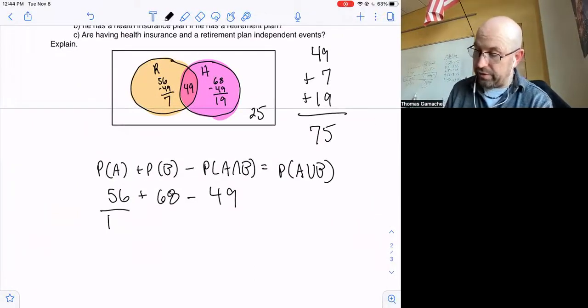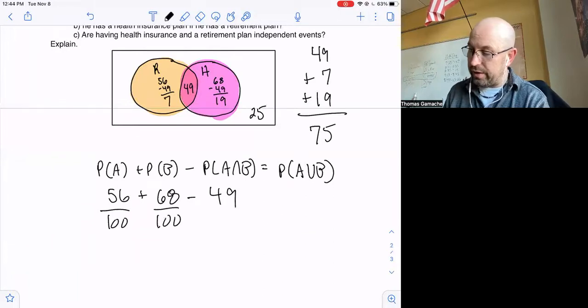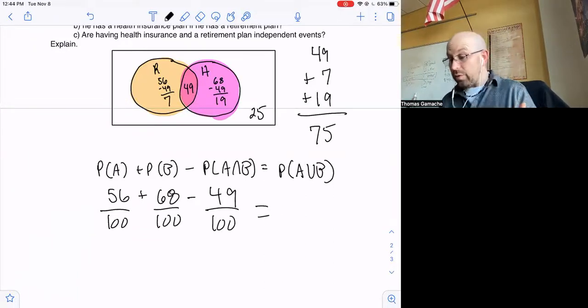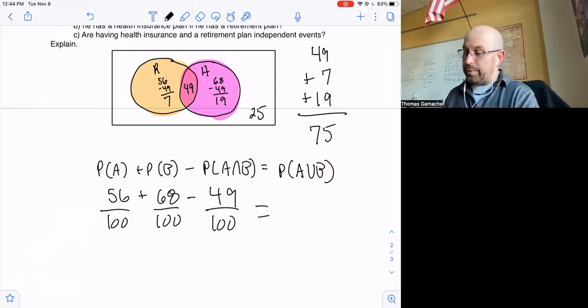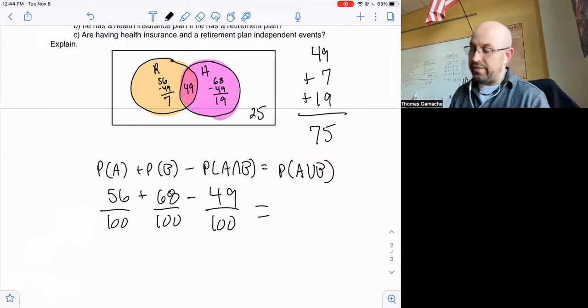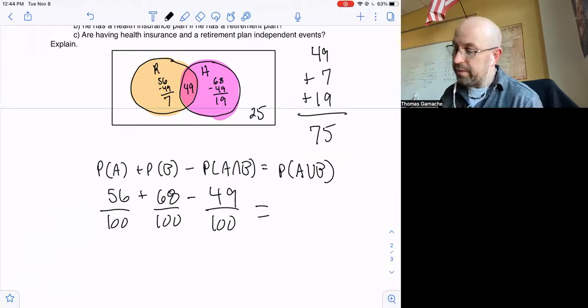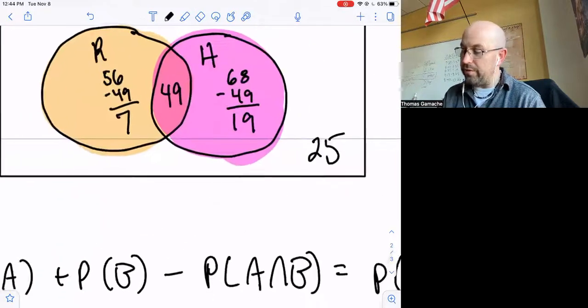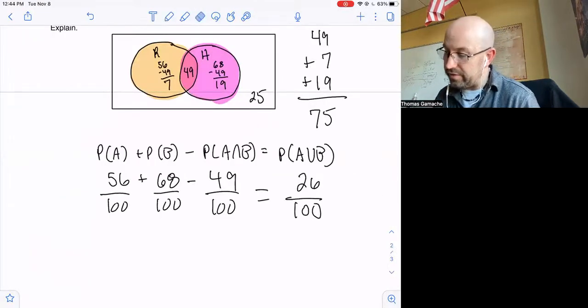I'll do this out of 100. I can do decimals. I can do fractions. Why not do some fractions? So if I just do this out, I'm adding the probability of A plus probability of B minus the probability of them both happening at the same time. I'm going to get 76 out of 100, which, ouch, I shouldn't be getting 76. That's my bad. I should be getting 75, excuse me.